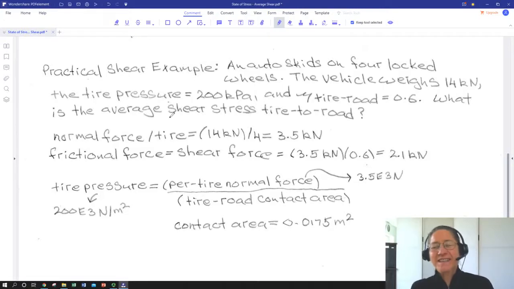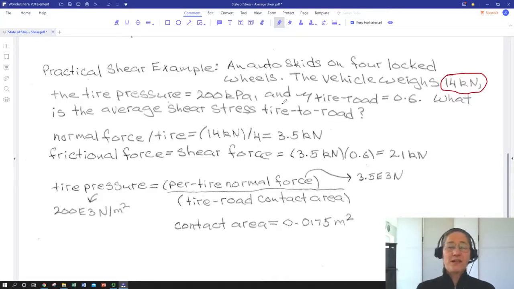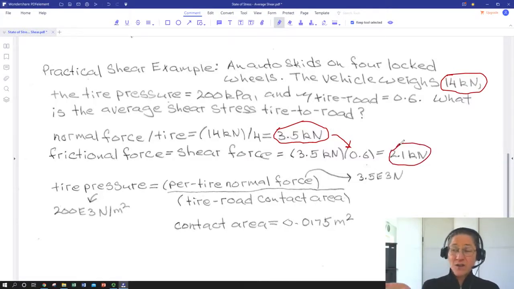So friction force, parallel to the tire, parallel to the road, divided by the flattened area, gives us tau tire road, basically. So for that, we can first start with, okay, how much normal force is acting on each tire? Now we'll assume that the vehicle weight, which we're told is 15 kilonewtons, is carried equally by all 4 tires. So the normal force for each tire is going to be 15 kilonewtons divided by 4. So that's 3.5 kilonewtons, which means the frictional force is 3.5 kilonewtons times the coefficient of friction. So we have 2.1 kilonewtons acting parallel to the ground. So that's our shear force.